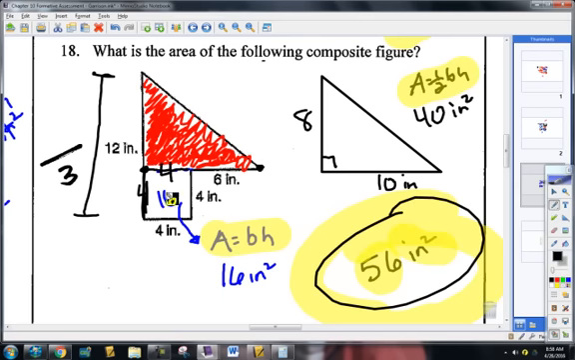The area of the square down here was 16 inches squared. The area of the triangle is going to be 40 inches squared. All right, let's keep moving.